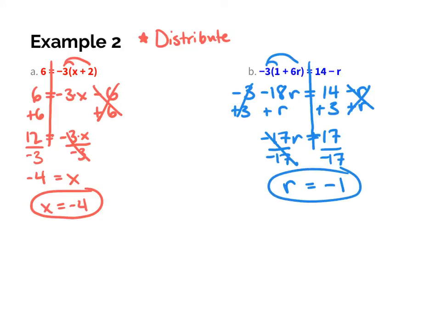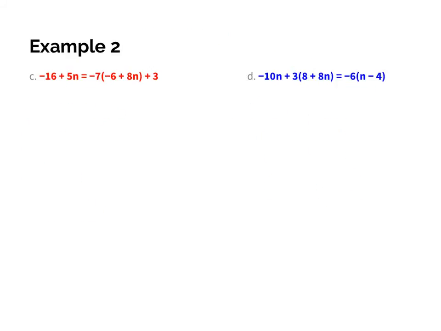Okay, so we looked at distributing as well as gathering your terms on the same side when you have variables on both sides of your equation. All right, these next two examples are a little sassier, a lot more involved. They're going to have all the pieces involved.